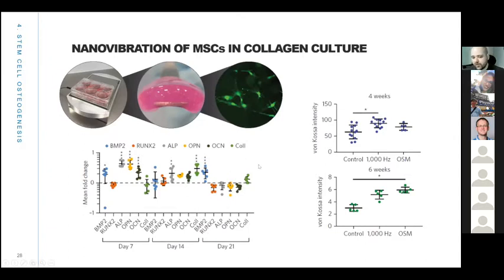We've also started looking at intermittent vibration to see if that has benefits in terms of keeping expression of genes for longer periods. Looking at mineralization again, we can see at 4 weeks and 6 weeks that the vibration group, 1000 Hertz, has higher mineralization at these time points. And OSM again is the chemical stimulation as a positive control. We can see that this is sort of equivalent to the vibration group.